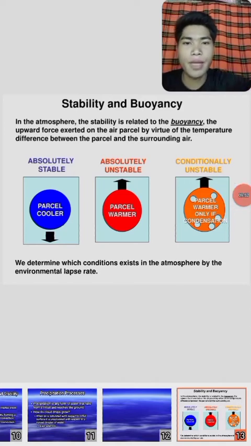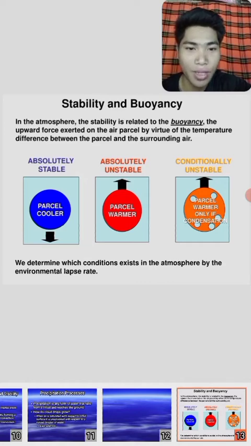So stability and the buoyancy. In the atmosphere, the stability is related to the buoyancy: the upward force exerted on the air parcel by virtue of the temperature differences between the parcel and the surrounding air. Kuhan mo na siya ang example sa absolutely stable, parcel cooler, and absolutely unstable, parcel warmer. So unconditionally, tunga lang siya conditionally unstable, parcel warmer only if condensation.